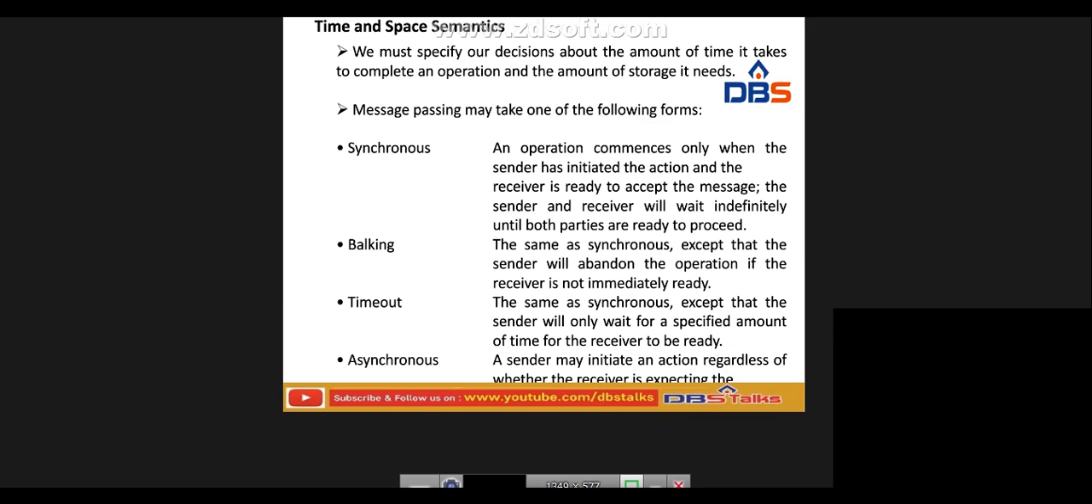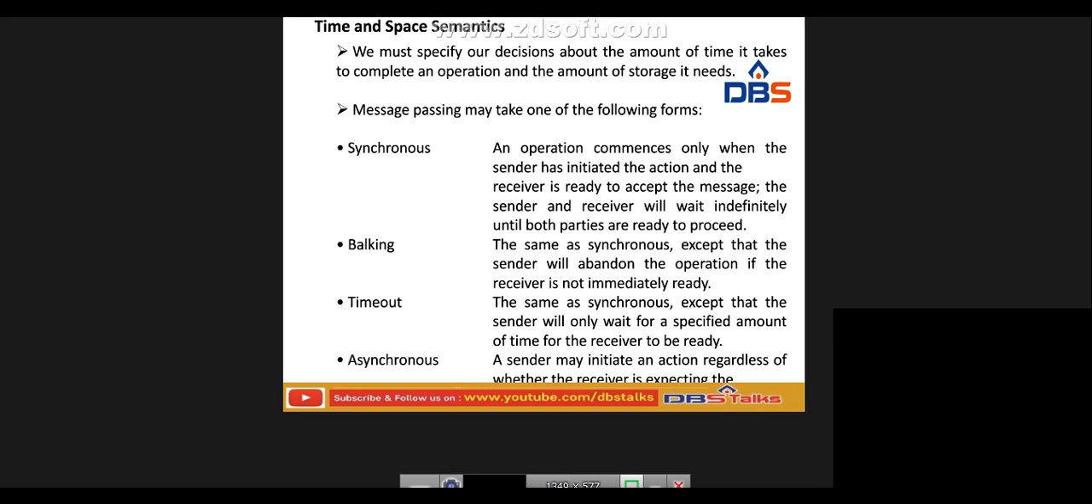And the next one is time and space semantics. We must specify our decisions about the amount of time it takes to complete an operation and the amount of storage it needs. Message passing may take one of the following forms. Here in message passing we can assign four types: the first is synchronous, then blocking, then timeout, and then asynchronous.